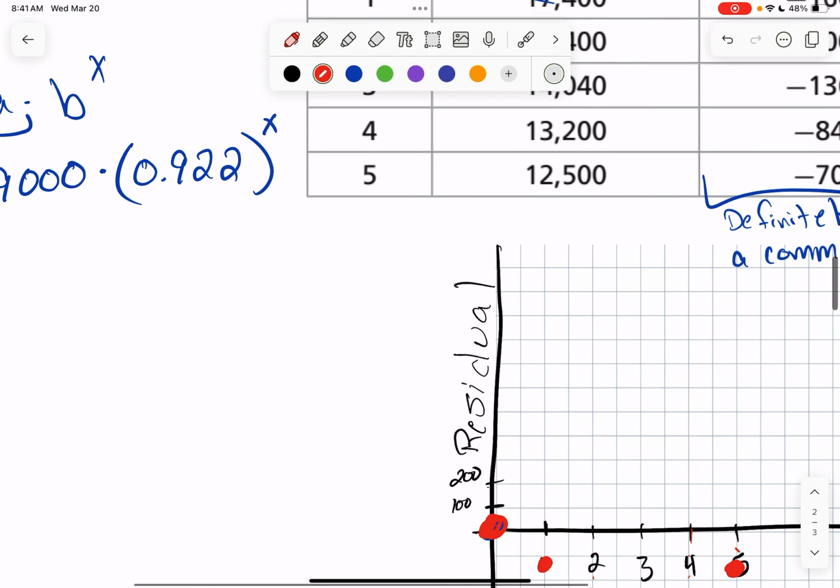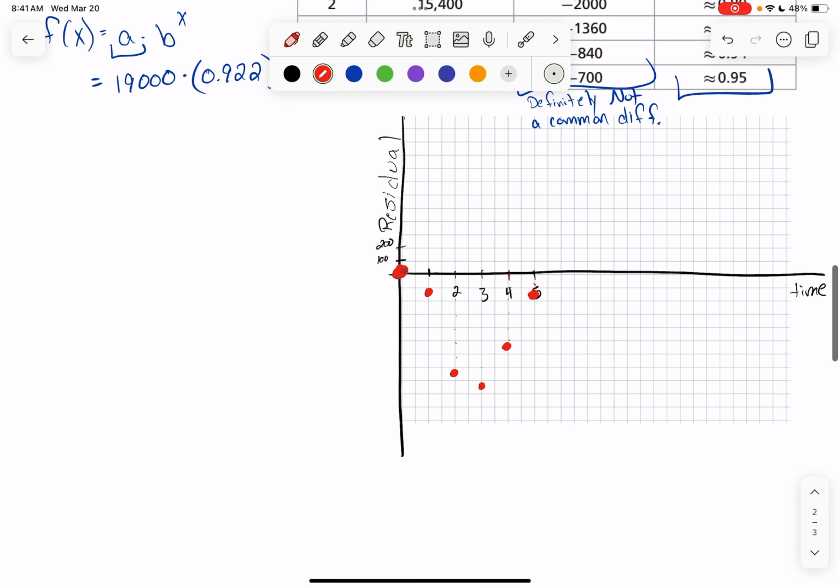Now you might be like, okay, I graphed those. How does that tell me if this is a good fit or not? I can tell by these residuals it's not a good fit.